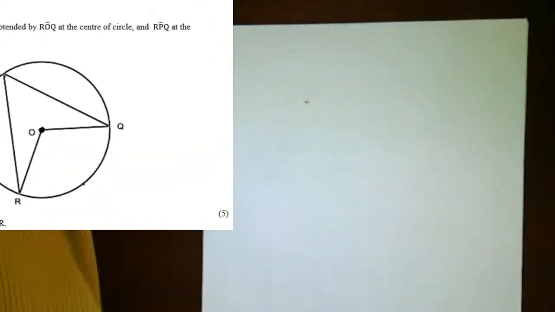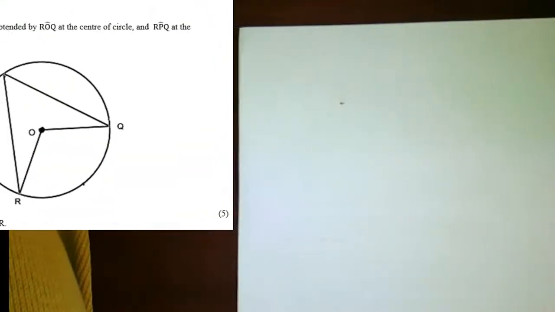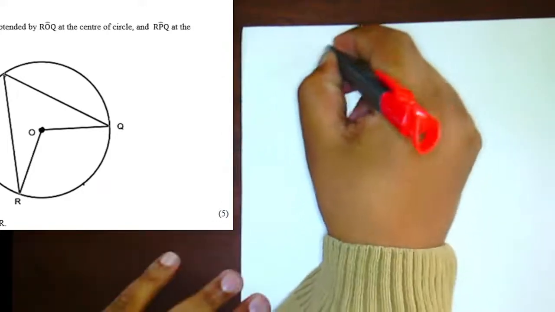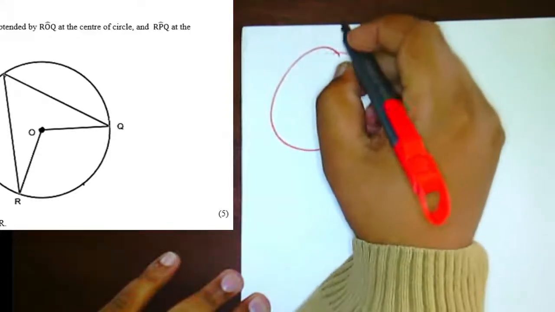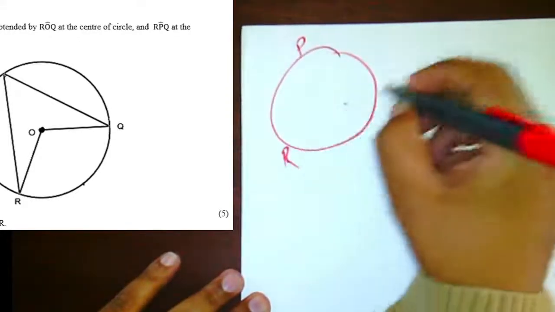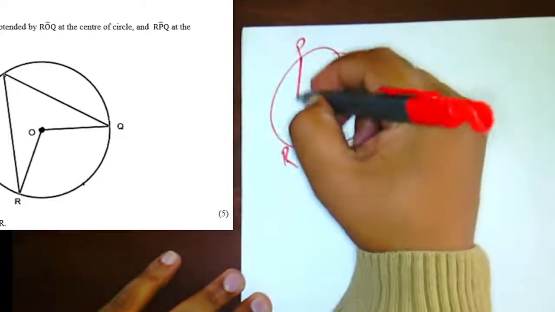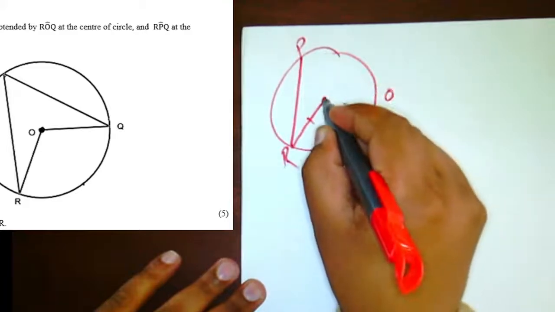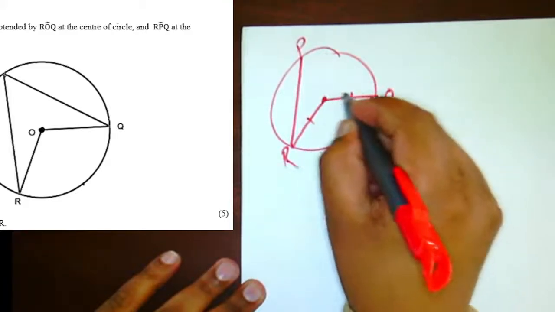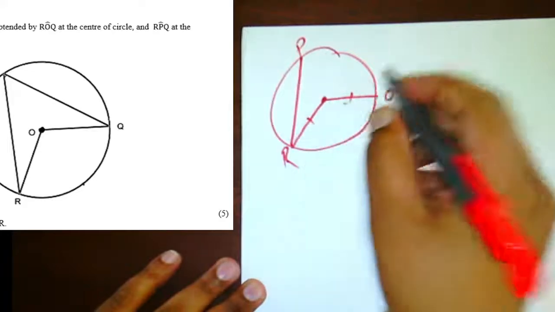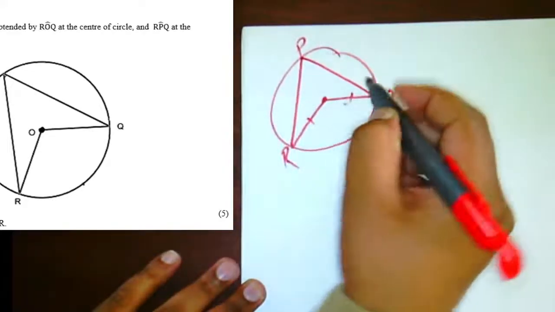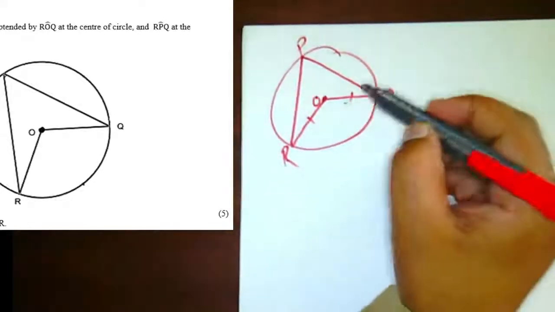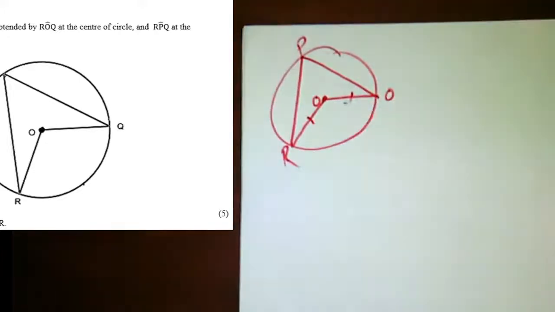Right, so we have the circle. The diagram is given to us as P, R, and Q, with O at the midpoint, and then from the midpoint to the circumference is a radius. Logic tells me that these two radii are equal, and then I connect that point, and at the center the angle is O. So now I know for a fact that that's a radius and that is also a radius.